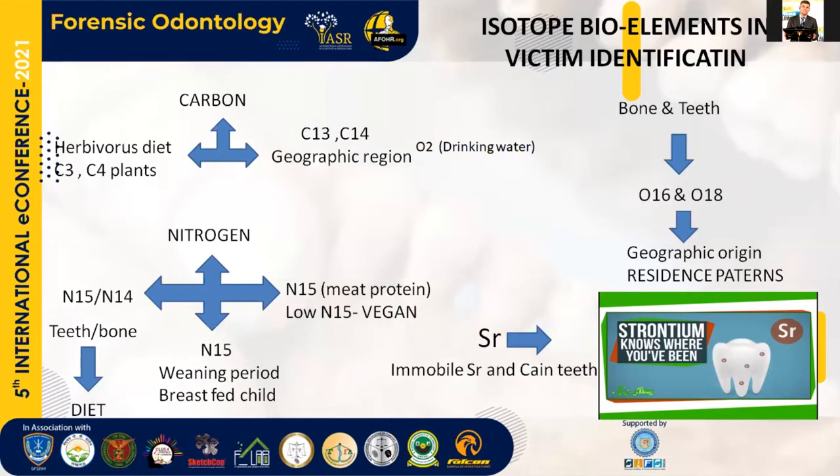Next, we move on to how nitrogen isotopes are going to help us. Similarly, when I have nitrogen isotopes, for example N15 and N14, in the collagen of bone and dentin, they can also be utilized to reveal dietary information.